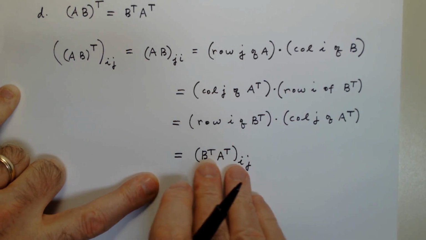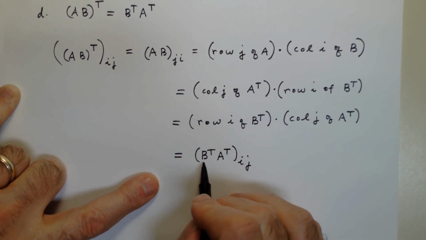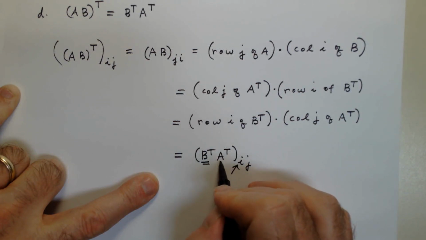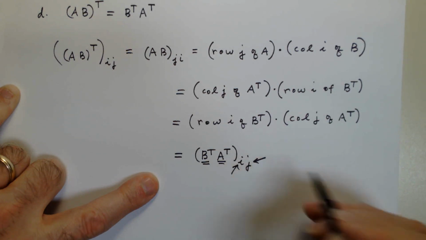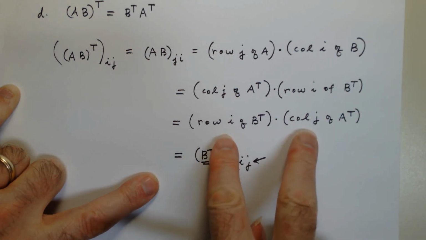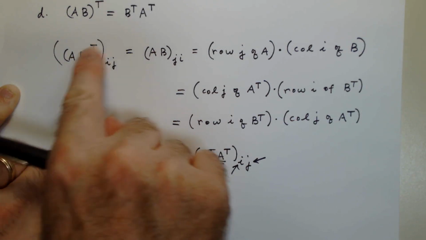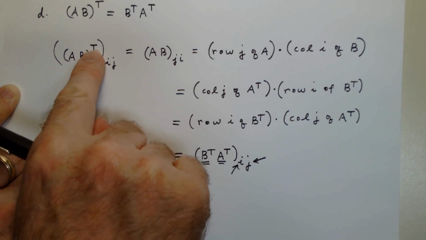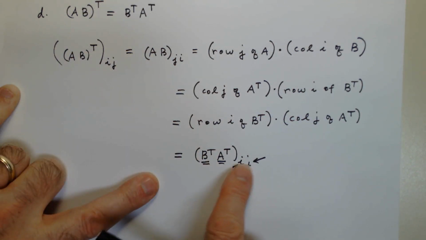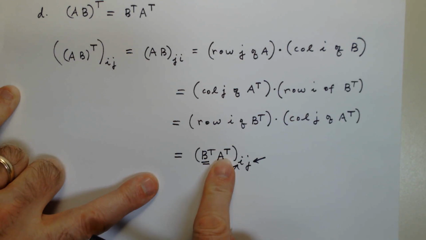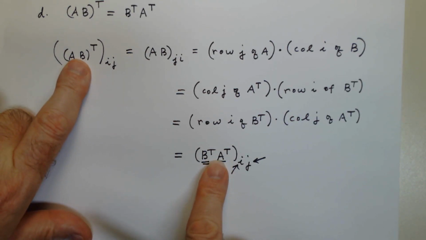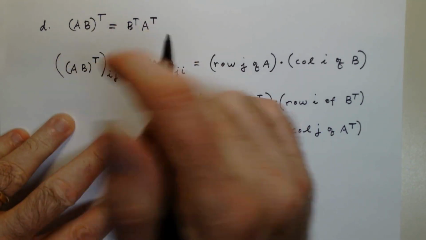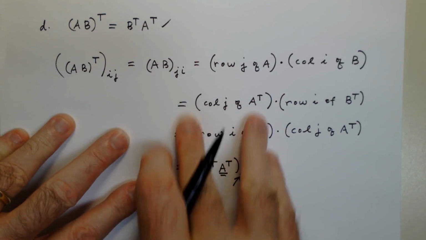Because if I was given this to calculate, I would take this first matrix and grab its ith row. I would take this second matrix and grab its jth column, and I would form their dot product. But that's exactly what we're seeing here. So through this process, we've shown that the ij element of (AB) transpose is the same as the ij element of B transpose A transpose. And since these two matrices are equal entry by entry, it must be that they're equal to each other. So we've been able to show this through this argument.